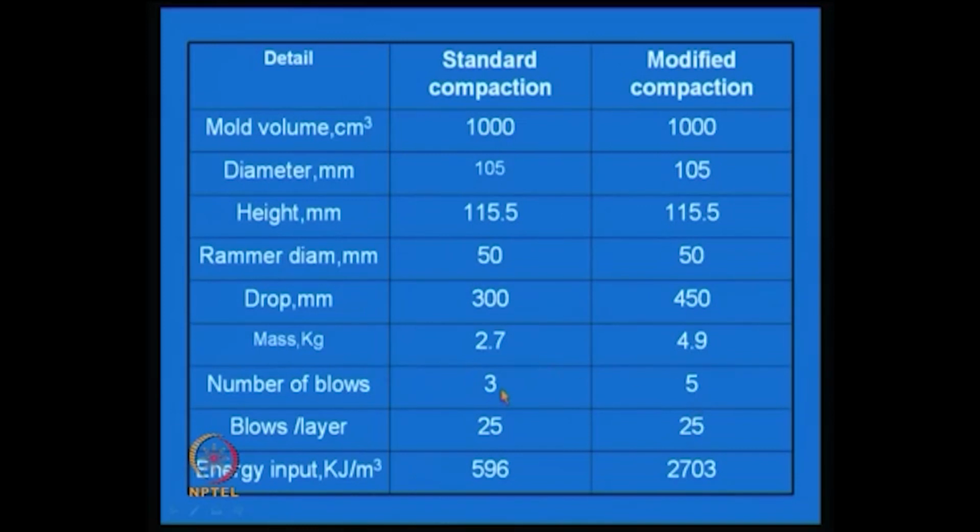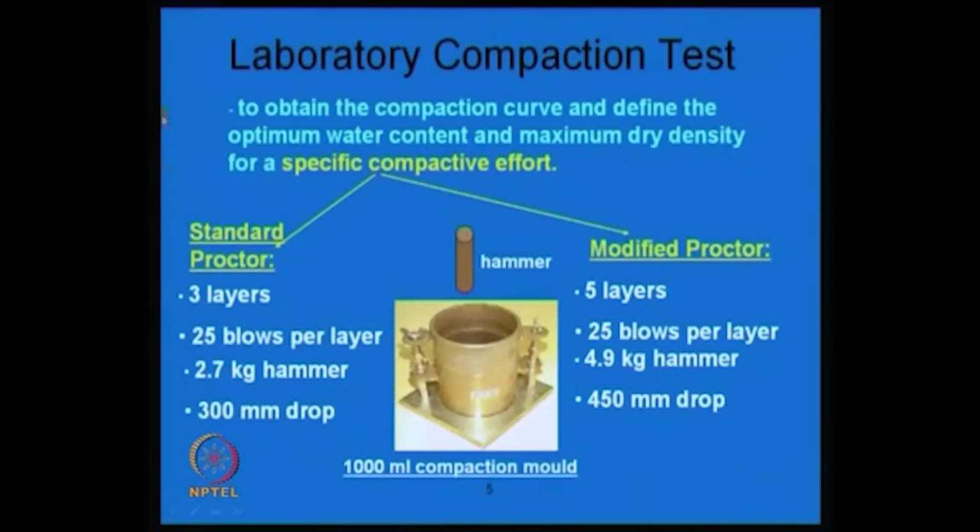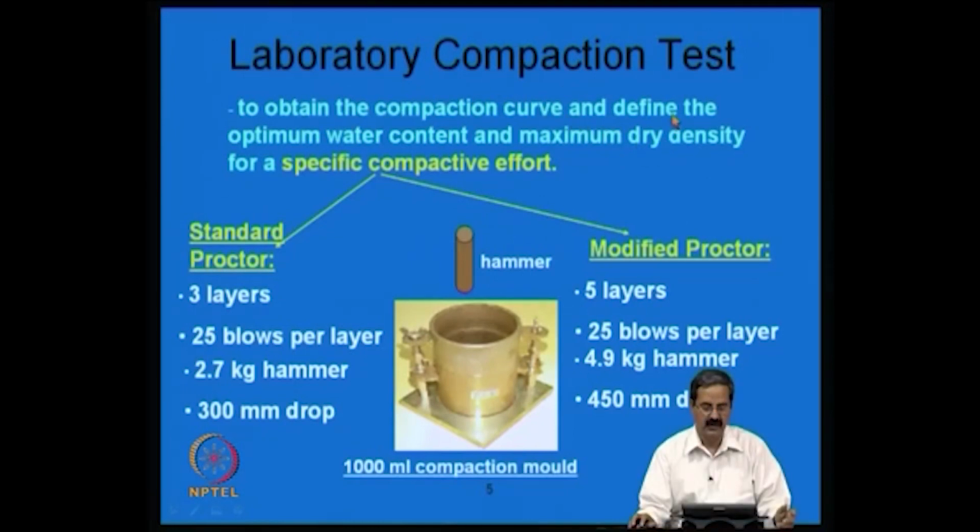In the previous case it is about 25 blows. This is what I meant: in the modified proctor you have 5 layers, 25 blows, with a 4.9 kg hammer, so you have higher energy input, whereas in the case of standard proctor you have comparatively lesser energy input. So, you can see that the objective here, in the case of the compaction curve, is to define what is called the optimum water content, or OMC, and then the maximum density for a specific compactive effort.